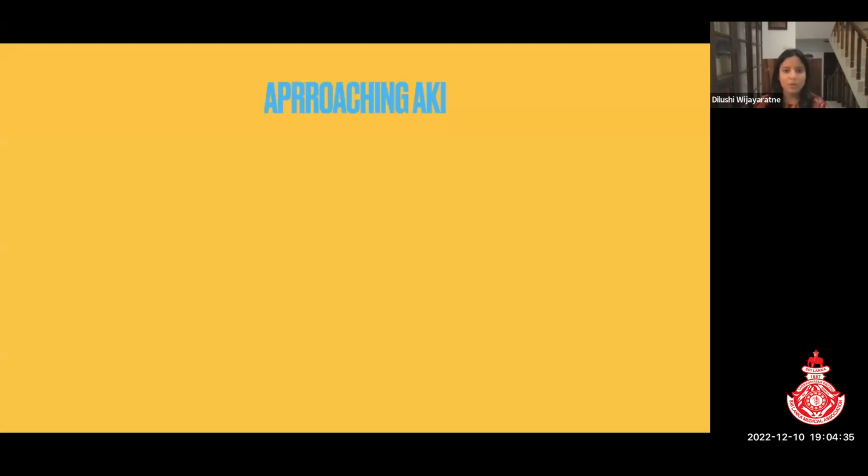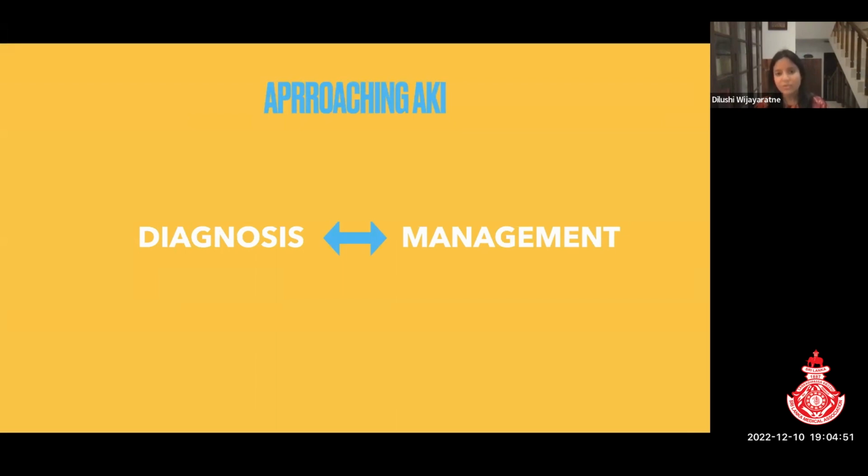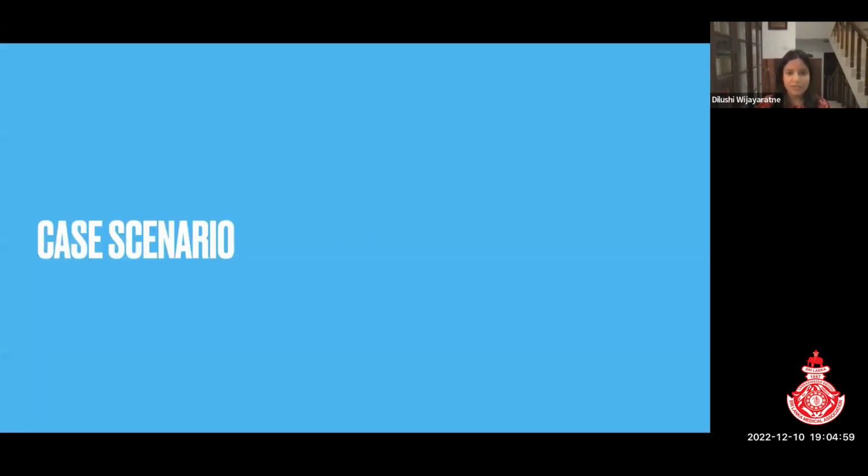So when we talk about approaching AKI, there are two main aspects that I'm concentrating on. One is the diagnosis and the other is the management. And you'll realize that one cannot be done without the other. So they both go hand in hand. And AKI is a bit of a medical emergency. So while we are diagnosing what's going wrong with the patient, we also have to institute our management. So let's look at a case scenario.